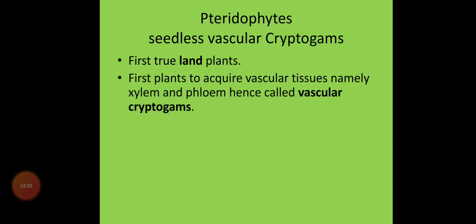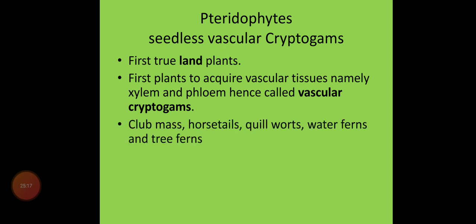Yes. And also they have xylem and phloem present. First land plants to have vascular tissues, xylem and phloem. That's why they are called vascular cryptogams. The pteridophytes are also known as vascular cryptogams. But I already told you bryophytes are called non-vascular cryptogams. Pteridophytes are called vascular cryptogams.